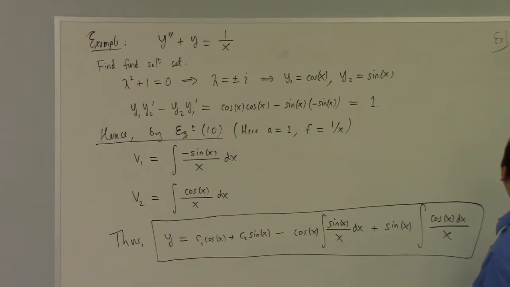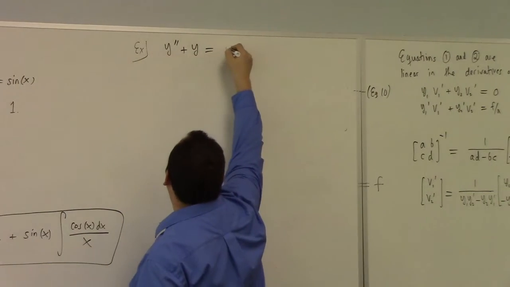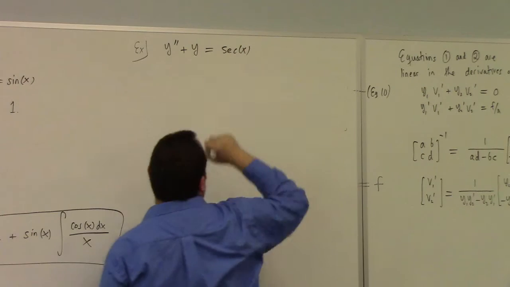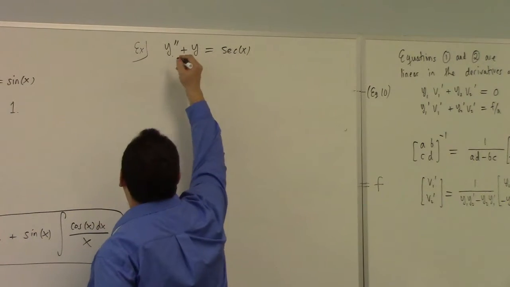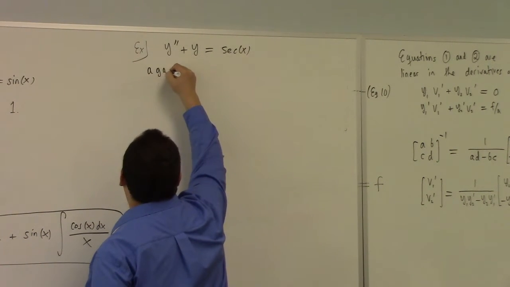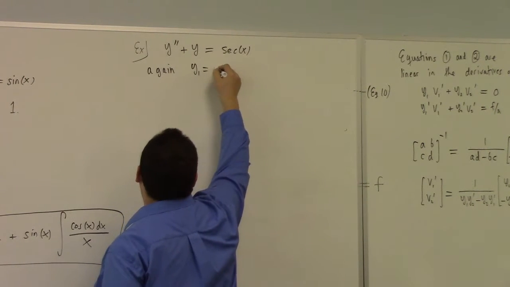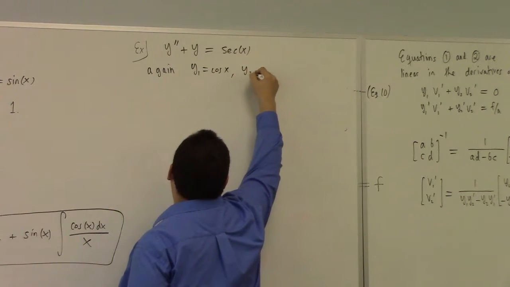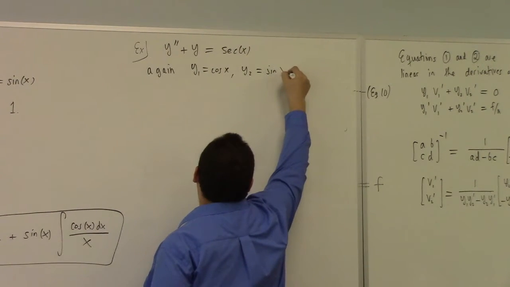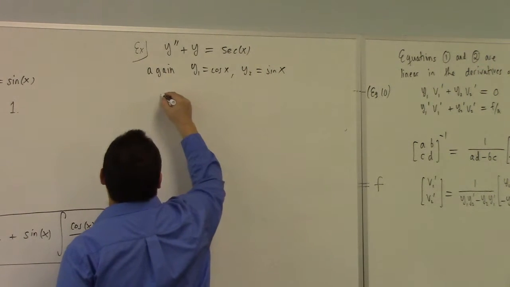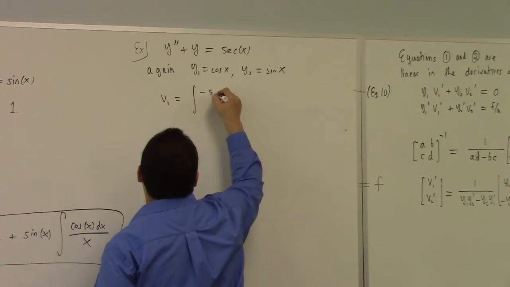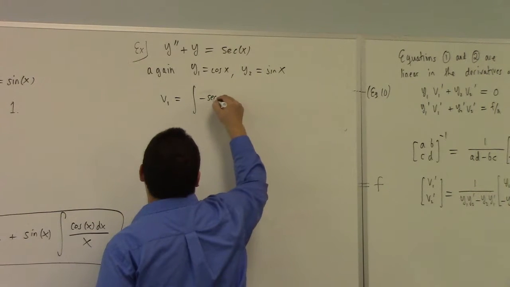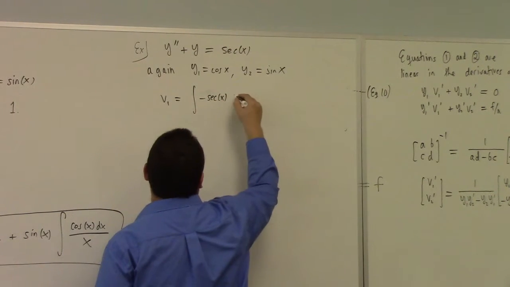Same underlying differential equation, different force. This seems scary, right? I mean, secant, ugh, right? Okay, by the same song and dance again. y1 is cosine, y2 is sine, and we know the Wronskian's 1. We can calculate v1, the integral of minus the secant of x times y2, which is sine x.